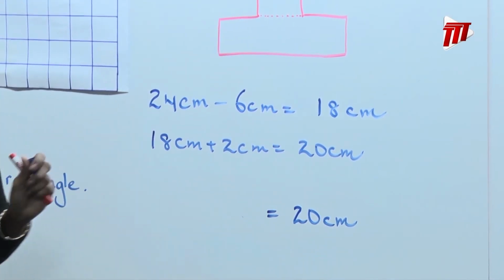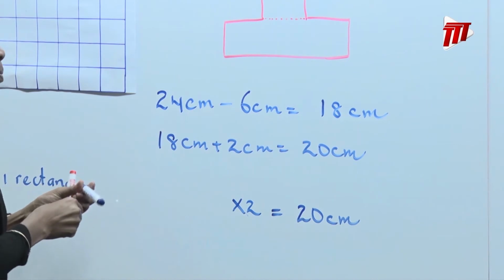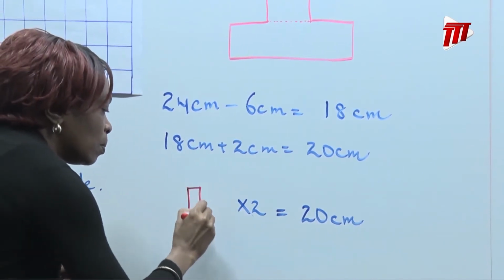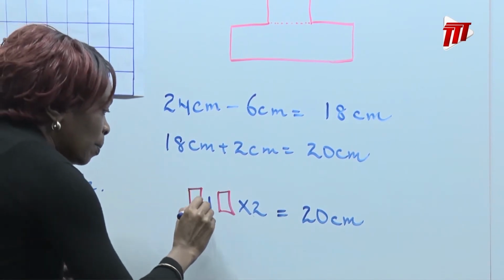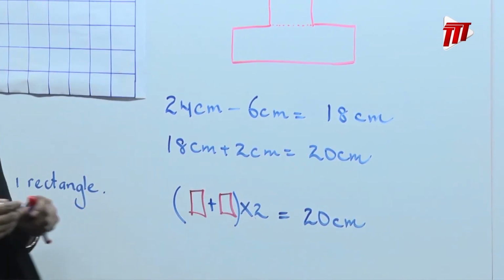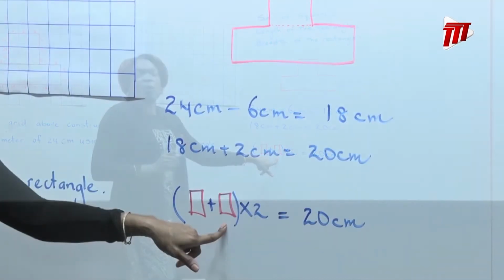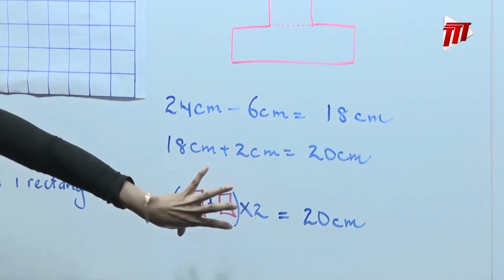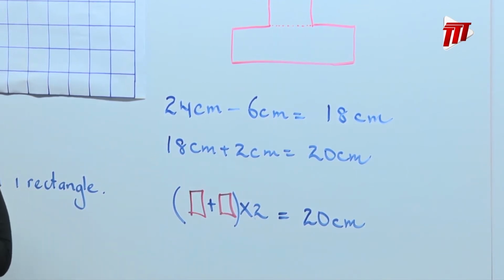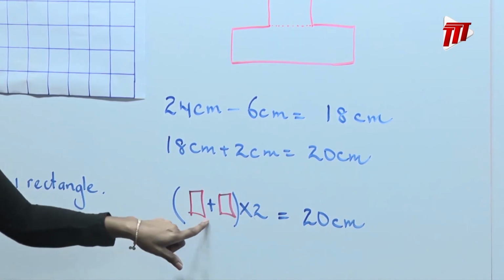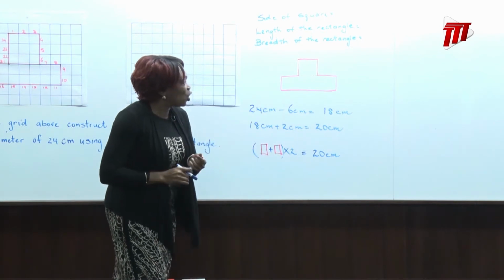What is the rule? Length add breadth, multiplied by 2. So far, so good? So the first box will represent the length, and the second box will represent the breadth. What will be the sum of the numbers in the brackets? Well, you have to multiply by 2. So the sum of it must be what? 10. Are you seeing that? Because 10 twos are 20.